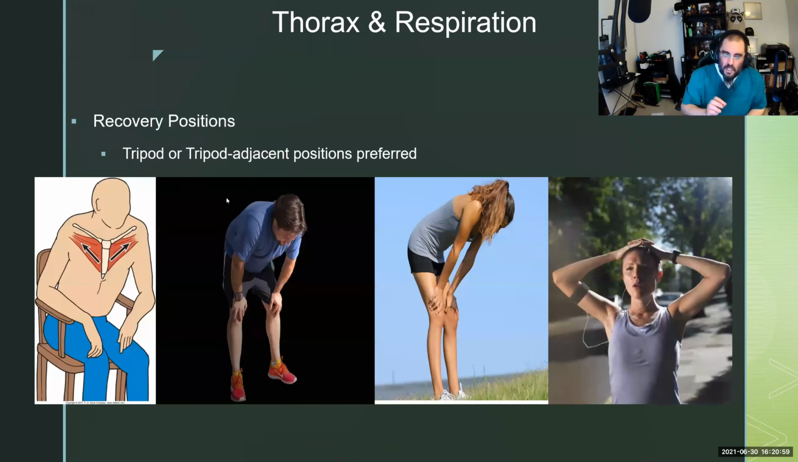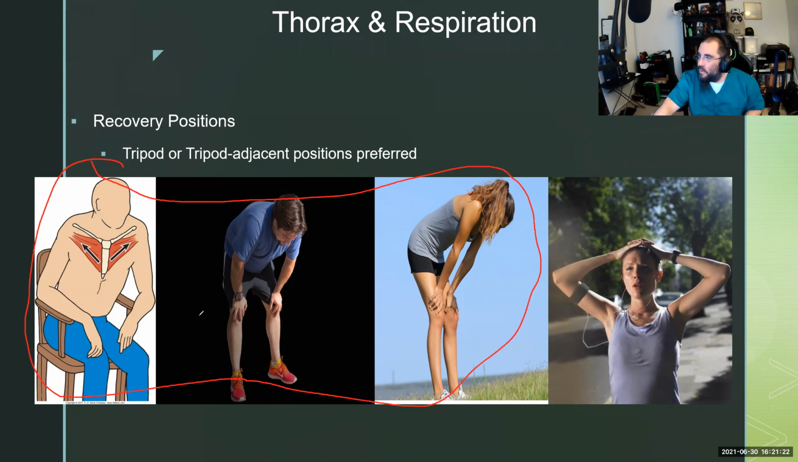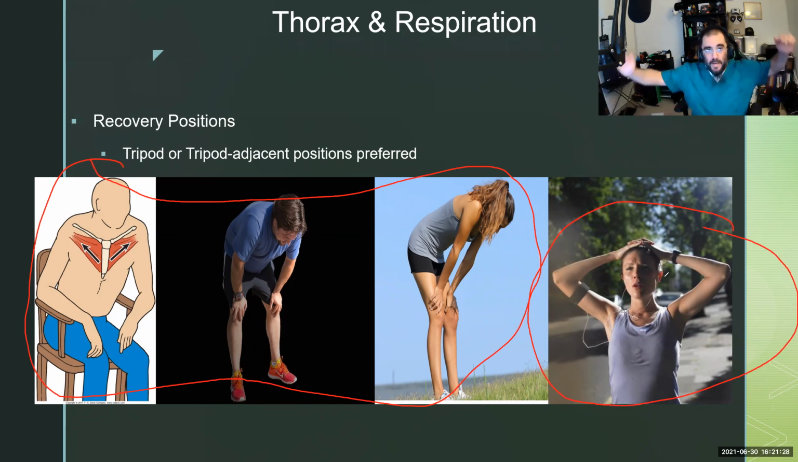So recovery position, when we breathe hard, tripod or tripod adjacent positions are the preferred positions. A tripod position is where you're leaning forward to allow your lungs to expand with gravity. So the first 3 pictures are the ones called your tripod or tripod adjacent positions. When I was in football, this is the way my coach always made me recover. Put your arms behind your head and breathe out.